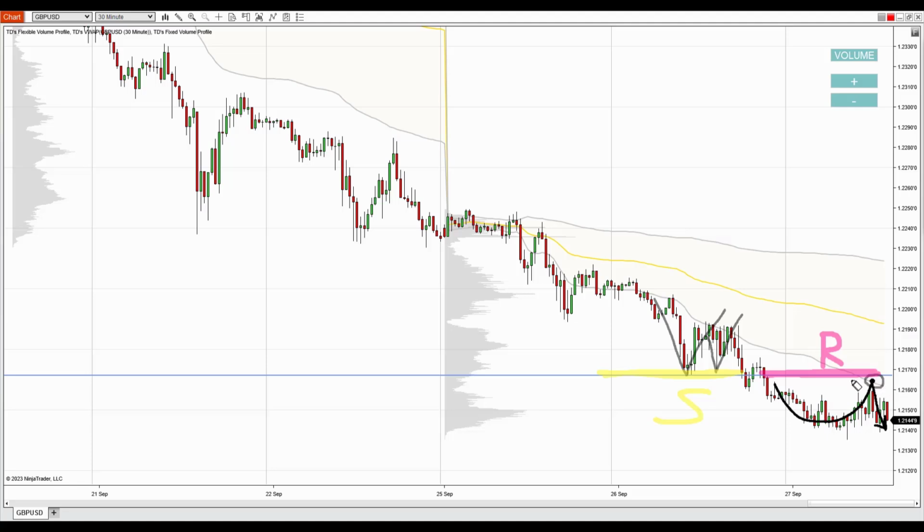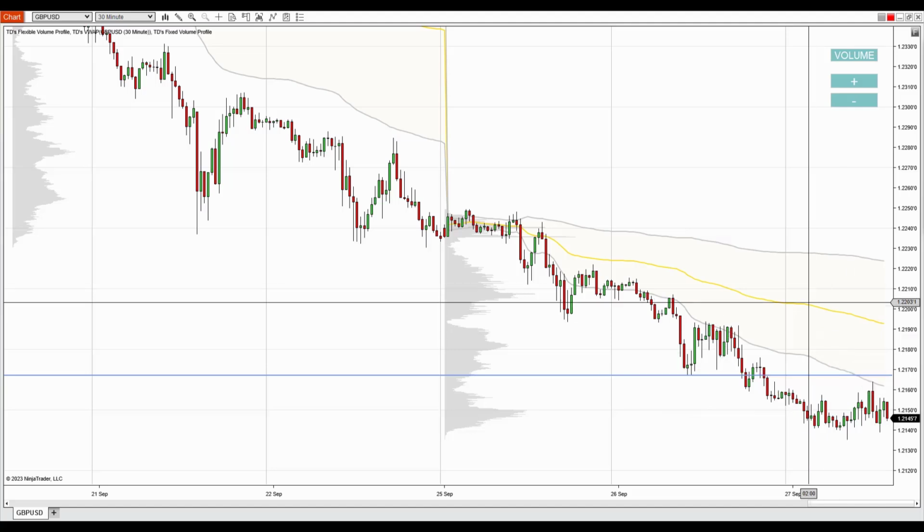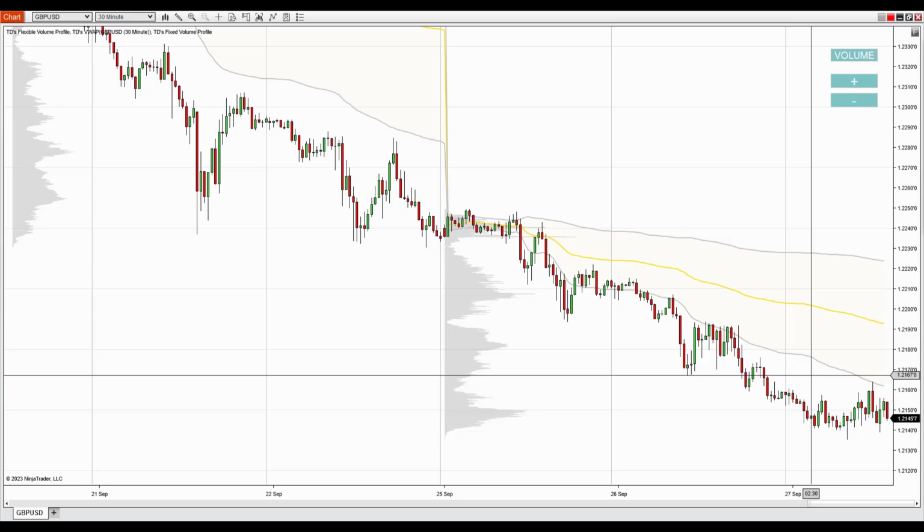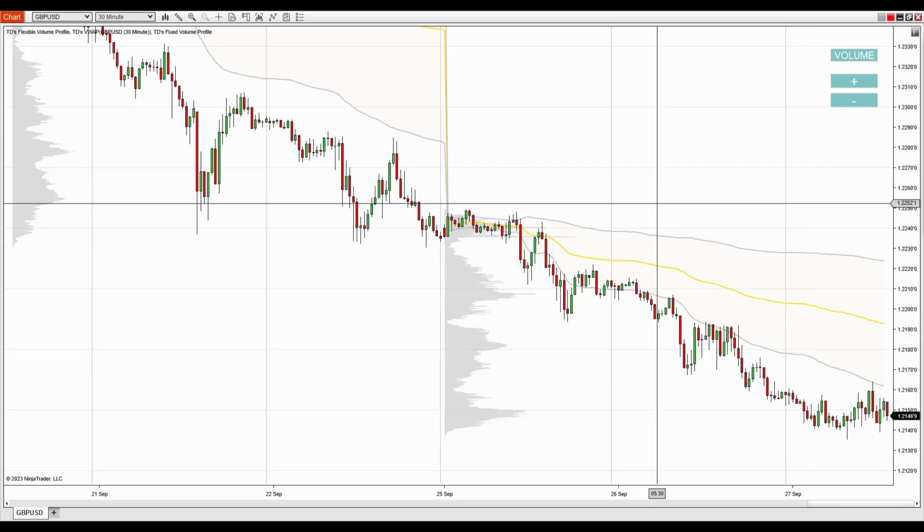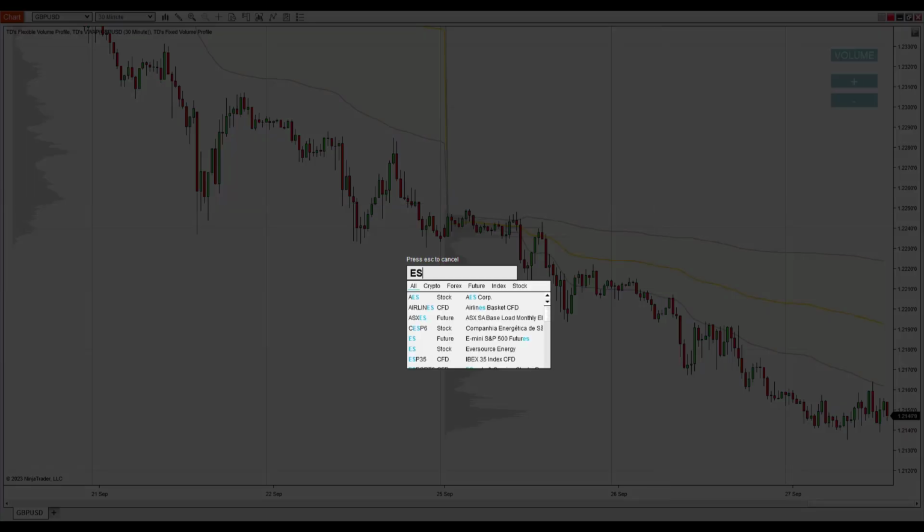It doesn't need to be exactly to the pip. It's enough, at least for me, that it's in a general area. I mean, the confluence of the two trading setups is in the same general zone. All right, that's enough for me to consider it a viable confirmation. Now let me switch over to one more chart, which will be the ES.